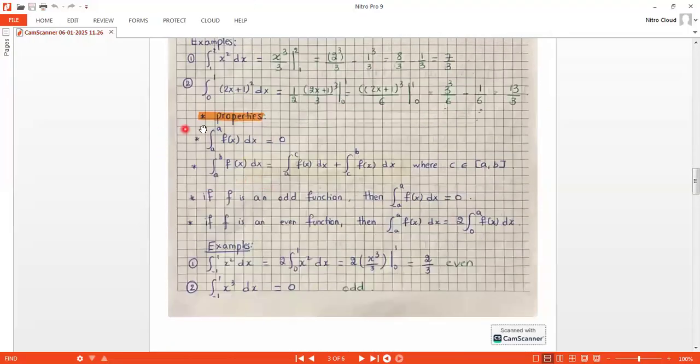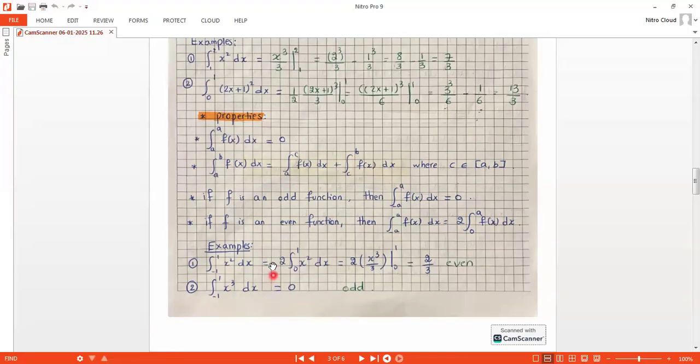Here are some important properties. The integral from a to a of a function is 0. We can split the integral from a to c, c to b, as long as c is in between the interval [a, b]. If f is an odd function, then the integral from minus a to a of the function is 0. If f is even, then from minus a to a, it's 2 times the integral from 0 to a, because it's an even function. So the y-axis is a symmetry axis. Okay, so I have two equal parts. And here we have a lot of examples on even and odd functions.